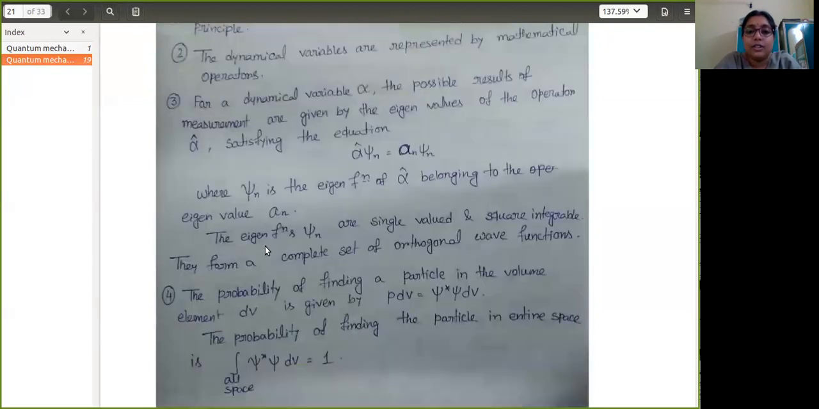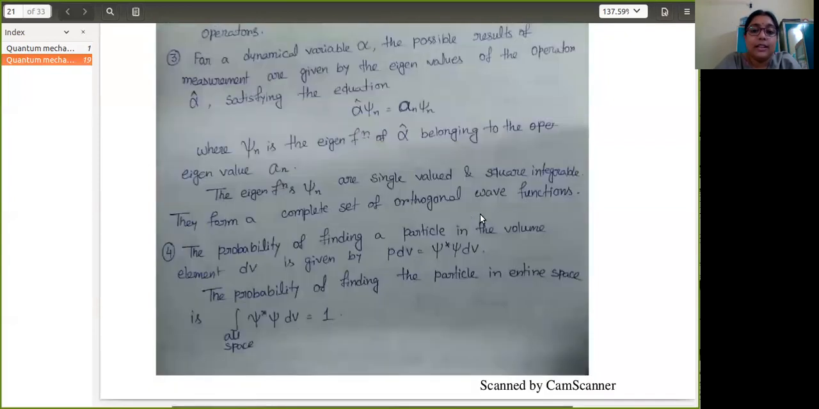The eigenfunctions psi n are single valued and square integrable. They form a complete set of orthogonal wave functions. Next comes the probability of finding a particle in the volume element dV, given by probability P into dV, which is psi star psi dV, and the probability of finding the particle in entire space is given by integration over all space psi star psi dV equal to 1, which is the normalization condition.